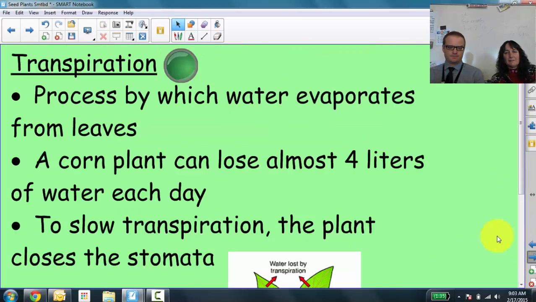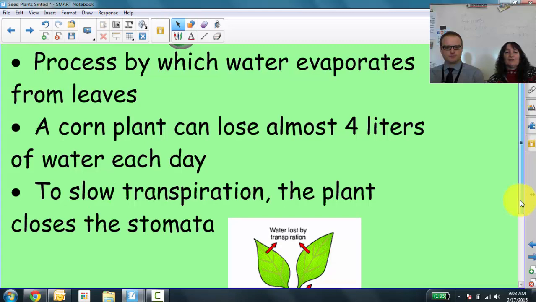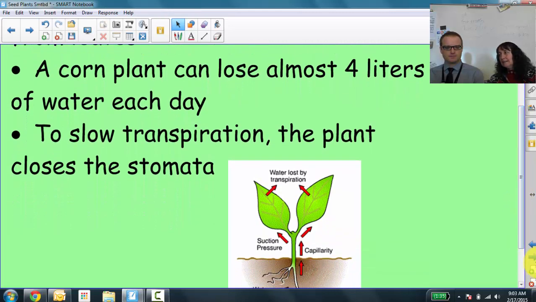Then there's something called transpiration, and this happens a lot to plants, especially around here. You notice when it's really hot, the corn kind of curls its leaves in, and what's happening is it's a process by which water evaporates from the leaves. So the water is actually leaving the leaves. A corn plant can lose 4 liters of water every day when it's really hot out. So to slow that, the plant closes its stomata, so then it doesn't let any of those water molecules out. The problem is it's also not letting any carbon dioxide in, so it's kind of at a standstill for doing photosynthesis.